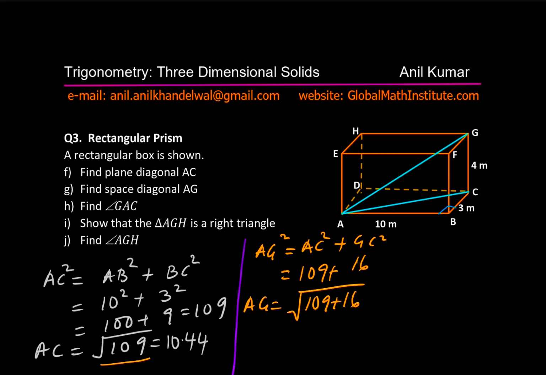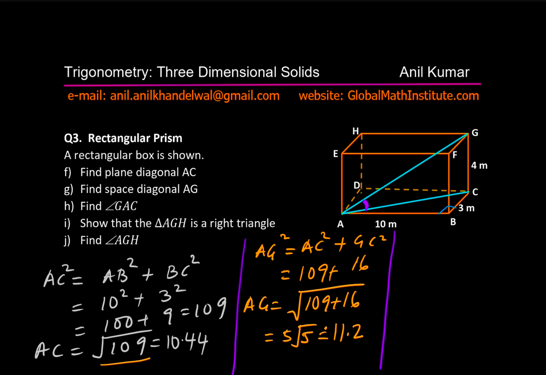So let's find this. We have the square root of 109 plus 16, and that is equal to 5 square root 5, which is the exact value. The approximate value will be 11.18, which we can write as 11.2. So we get these two values. Now, you need to find the angle GAC. So GAC is this angle which you need to find.